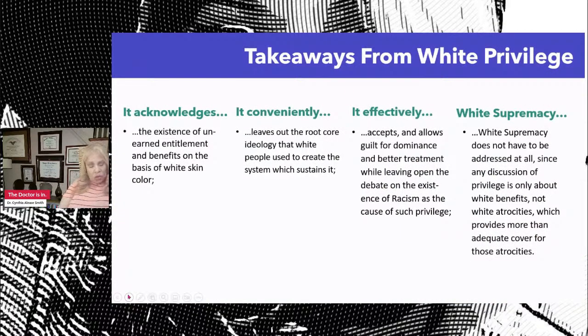There are some major takeaways regarding white privilege in the United States. Here are four. It acknowledges the existence of unearned privilege in the United States on the basis of white skin color. It conveniently leaves out the root core ideology that white people use to create the system which sustains it. It effectively admits, accepts, and allows guilt for dominance and better treatment while leaving open the debate on the existence of racism as the cause of such privilege. Remember now, they calling it some sort of invisible, indiscernible thing that just is. Okay?